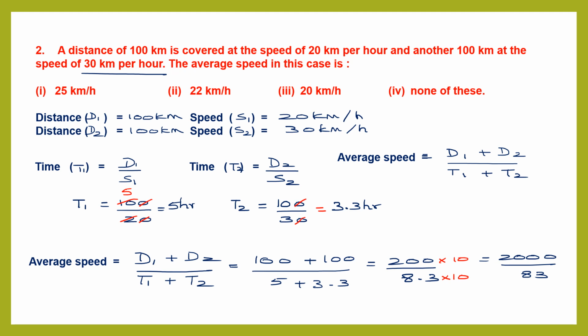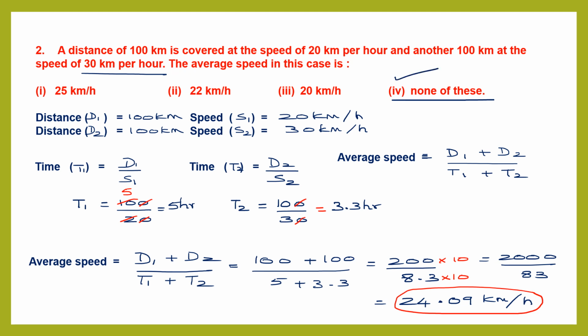When you divide this, you get 24.09 kilometers per hour. So this will be the average speed. Now let's see which of the options tell us this. 24.09. Now we have 25, we have 22, we have 20. We don't have 24.09. That means our answer will be none of these. Okay, so that is option 4.